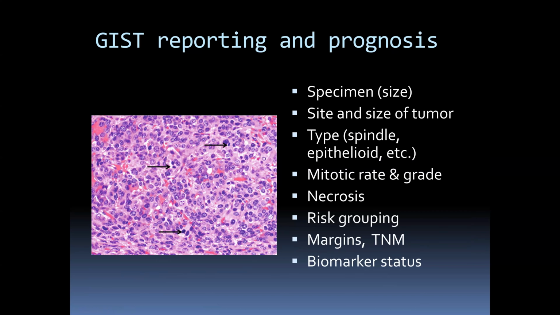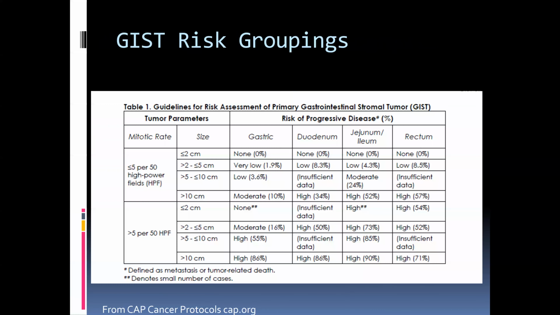Obviously, margins, biomarker status in terms of immunohistochemistry. So here's the table from the CAP cancer protocol. This is obviously broken down according to size, mitotic rate, and location. A couple of things to note here: even in large tumors, you can have a fairly good prognosis, less than 10% or so risk of progressive disease in the stomach. Once mitoses start getting high, however, and your mitotic rate is high, then you switch that.